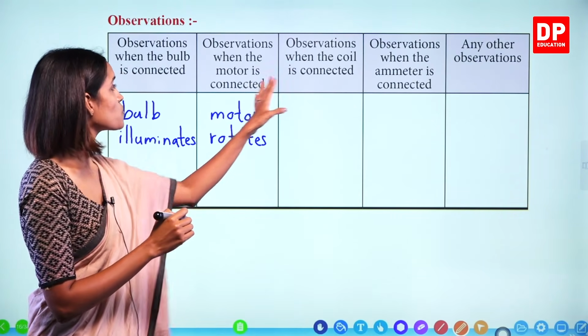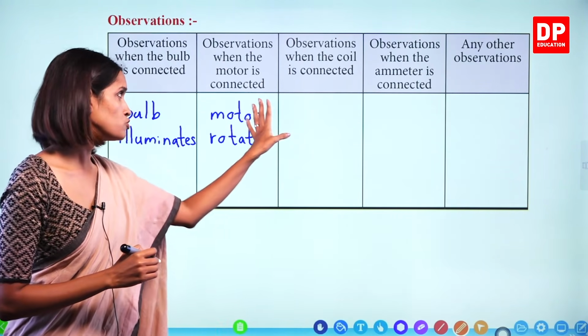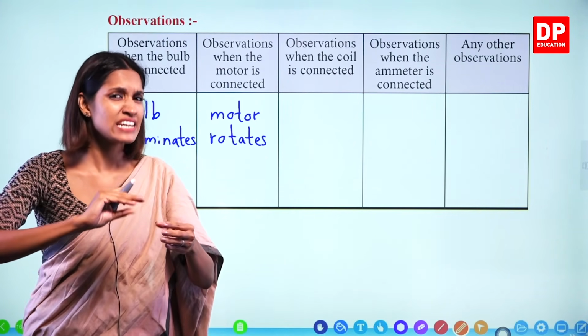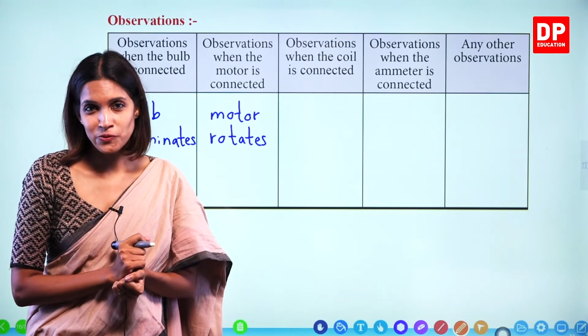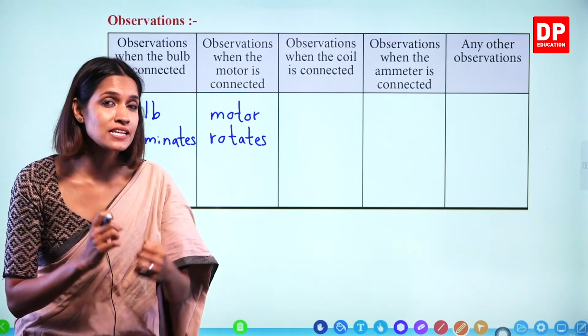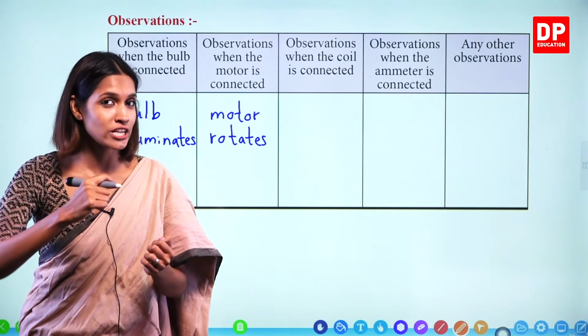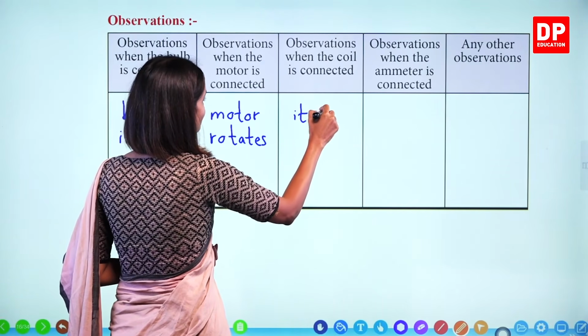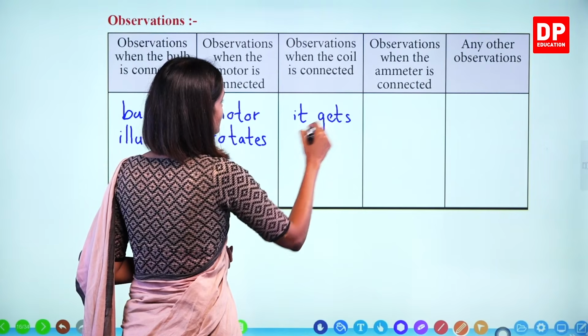And observations when the coil is connected. Now you could not observe anything, but I told you when I touch the coil, it gets heated up. Okay, it is hot when I touch it. It means when the coil is connected, what happens? The coil gets heated up, right? It gets heated up.